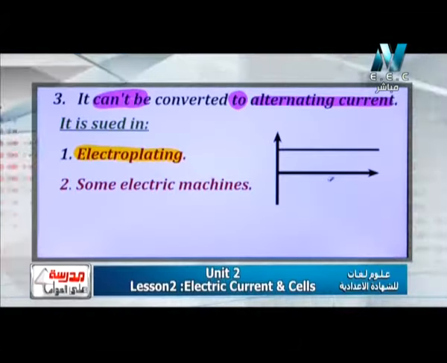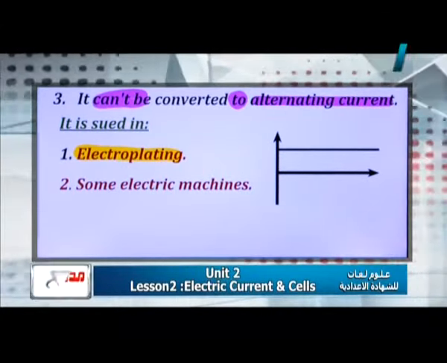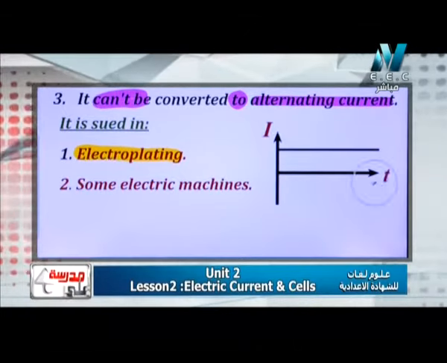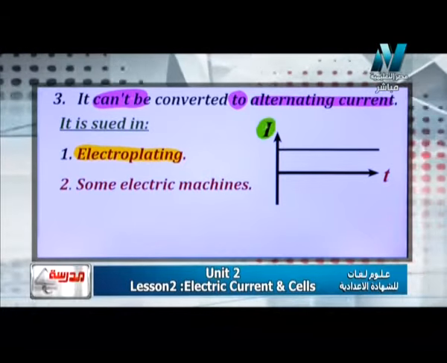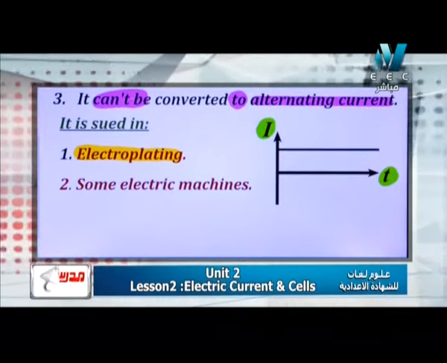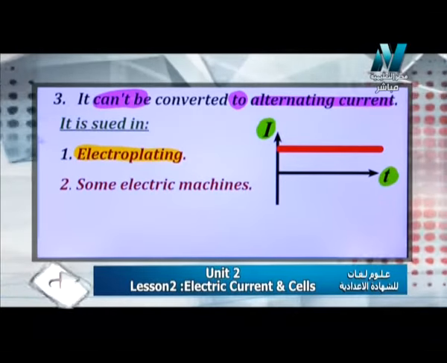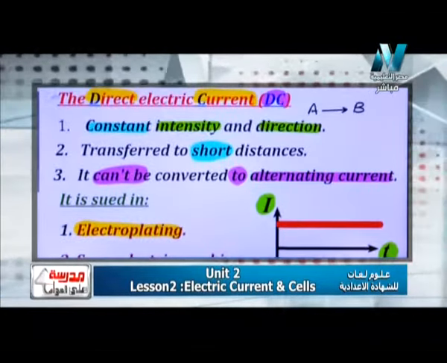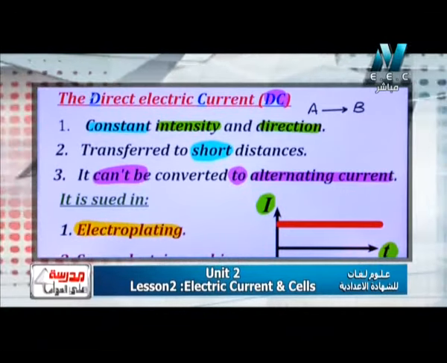We have here, as you see, a graph, عندنا graph زي ما احنا شايفينه قدامنا. This graph has two axes. Axis I, which means electric current intensity, and the other axis is T, time. We have a straight line parallel to the time axis, as you see here. So we are talking about direct current, or direct electric current.